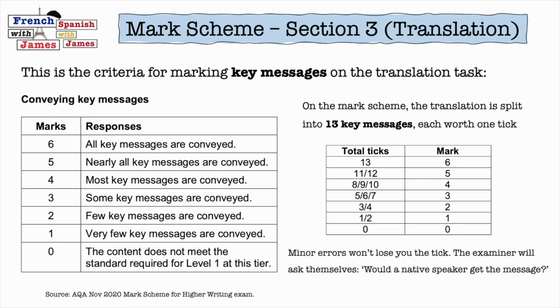This is about getting the message across. The examiner will ask themselves, would a native speaker get the message? If you use the wrong article, you use le instead of la, it's not going to make much difference. Someone would still understand what you're saying. So have a go. You can make a few mistakes and still get 6 out of 6 for this part of section 3.